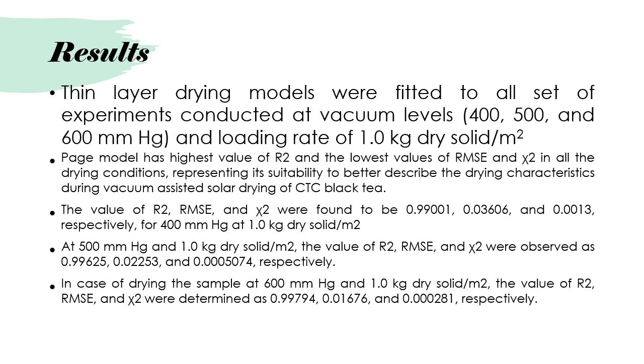Results. It was found that the Page model has the highest value of R-square and lowest values of root mean square error and chi-square in all the drying conditions, that is 400, 500, and 600 mm mercury at the constant loading rate of 1 kg dry solid per meter square. The values of R-square, root mean square error, and reduced chi-square were 0.99001, 0.03606, and 0.0013 respectively for 400 mm mercury.